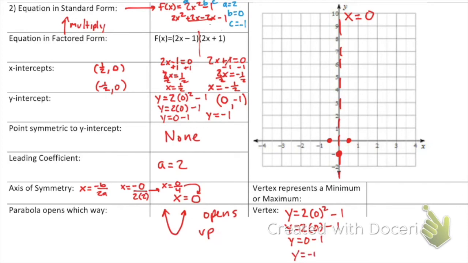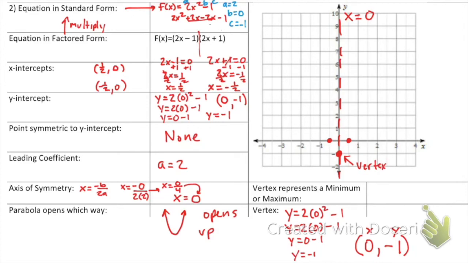So now that we have our y value, the vertex is our x value from the axis of symmetry. So our x value is 0, and our y value is negative 1. This is our vertex. Here's our x value from the axis of symmetry and our y value when we plugged it in. So our vertex is (0, negative 1). Let's plot that point. (0, negative 1). If you notice, it's already there. It so happens to be our y-intercept as well. So this is not only our y-intercept, it's also our vertex.